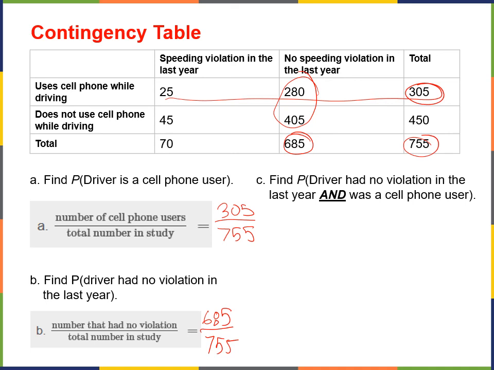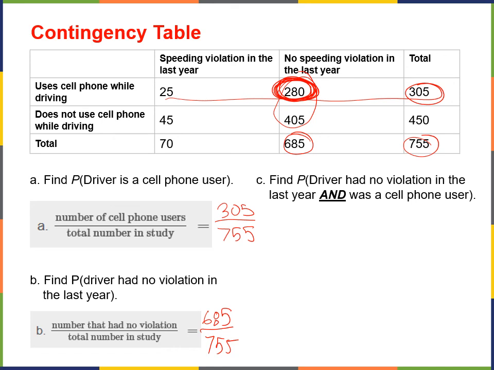Probability the driver had no violation in the last year and was a cell phone user. Now, as far as these probabilities go with the ands and the ors, etc., with the contingency table, it's actually easier just to count up the values you want than to try and use any type of formula. So if you think about it, what people were in the no violation and the cell phone users at the same time. So here's the cell phone users and here's the people who had no violation. So that's my total number right there.